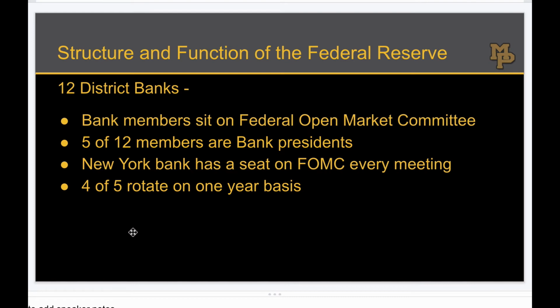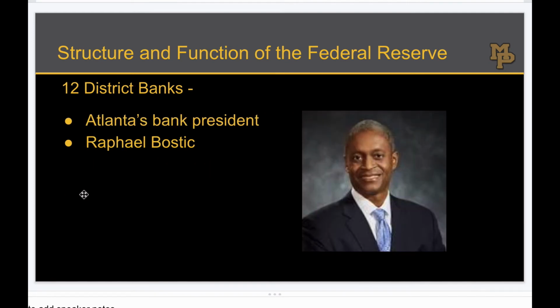Why? The stock market. So because New York's the center of our financial districts in our country, they have a consistent seat. The other 4 seats rotate on a 1-year basis. So Atlanta will serve a year, California district will serve a year, and so on. Here's Atlanta's bank president, Raphael Bostic.